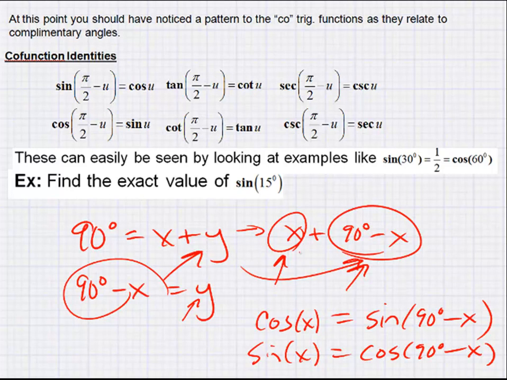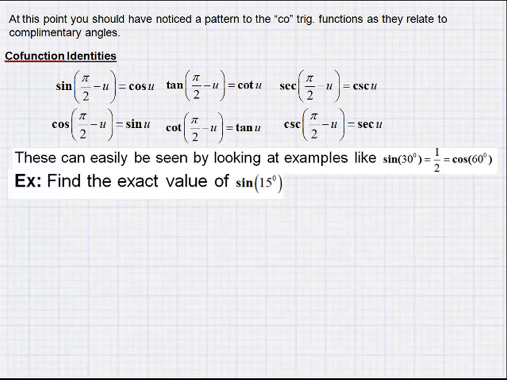Well, this is saying the same thing here, just instead of 90, I'm using the radian equivalent, which is pi halves. So all these identities are written in terms of radians, but you could do them in terms of degrees as well. Now what we can do here is look at finding the exact value of sine of 15 degrees using the cosine sum and difference identities as well as the cofunction identities.